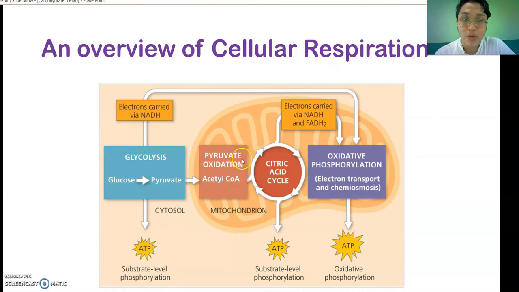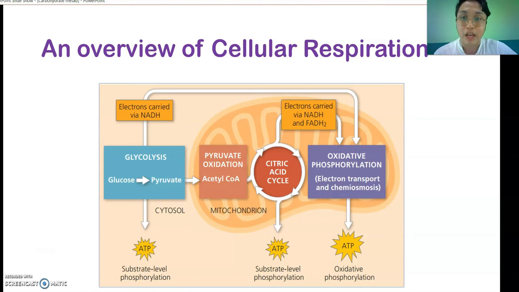So now we are done with your citric acid cycle at makikita natin that you have yielded ATP here from your glycolysis and your citric acid cycle. So ang tawag ngayon doon ay substrate level phosphorylation. Kasi ang reaction doon is from ADP to ATP, di ba? So it's a phosphorylation reaction, okay? Nagdadagdag ka ng phosphate bond. So from diphosphate to triphosphate, right? So these are just substrate level phosphorylation.